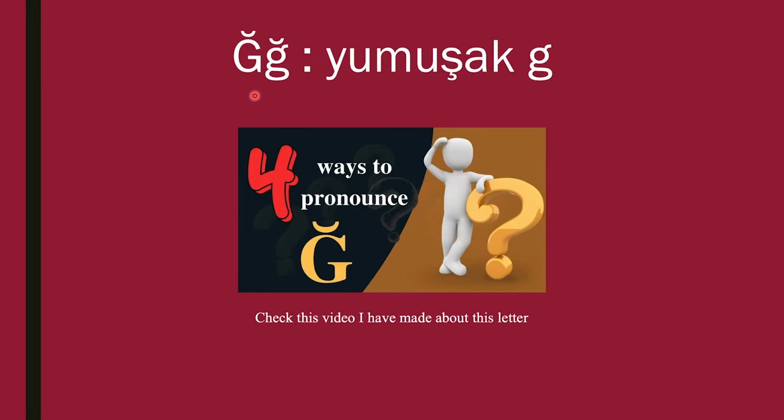The second letter is called yumuşak G, which is soft G. Yumuşak means soft. This is not the way we pronounce it, of course, but this letter is called yumuşak G. Now note that this letter does not come at the beginning of any word. So in Turkish, you will not find a word starting with yumuşak G.